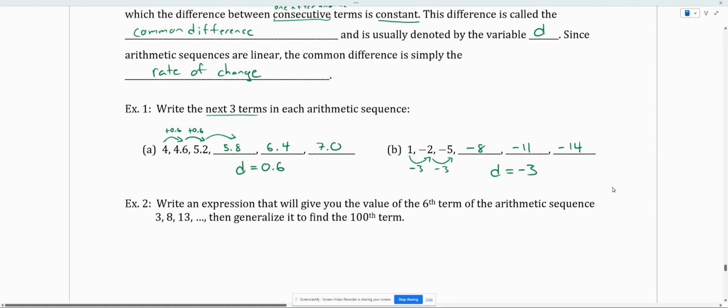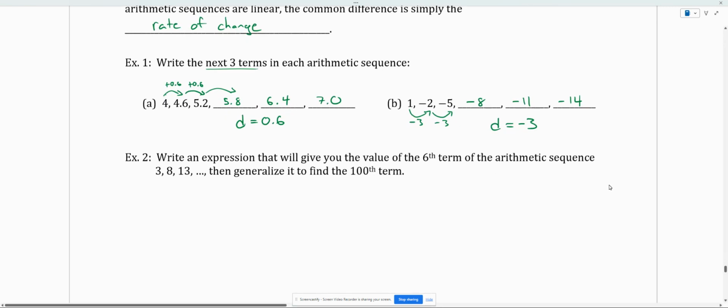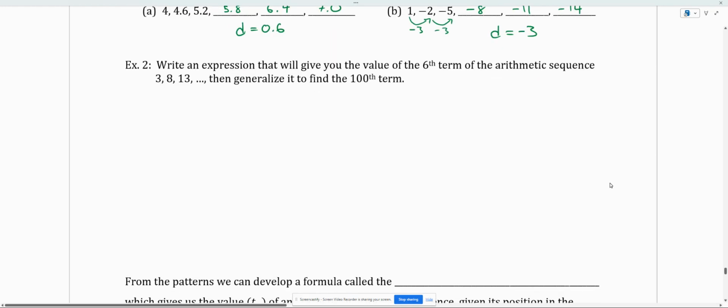All right. Well, that's pretty simple. That looks pretty elementary so far. Let's write an expression that will give you the value of the sixth term of an arithmetic sequence, 3, 8, 13. And then what's more challenging, we want to generalize it to find the 100th term. We want to find a fast way to get really big terms, because generalization means we're going to have some type of formula or algorithm to determine that.